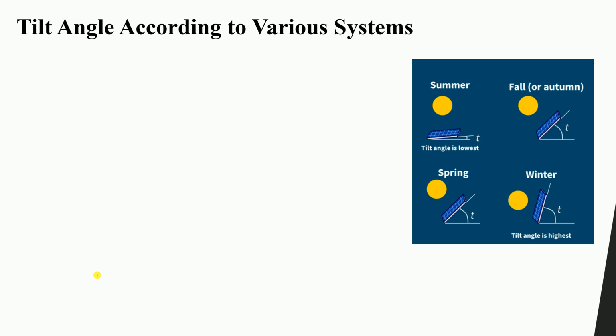Now the question is, how can I select the tilt angle if I have fixed panels with a fixed tilt angle? I don't change this angle through the whole year. Which angle should I choose? Should I choose the summer? Should I choose the winter? Or should I choose the spring and autumn angle? Which angle should I select if I have a fixed tilt angle?